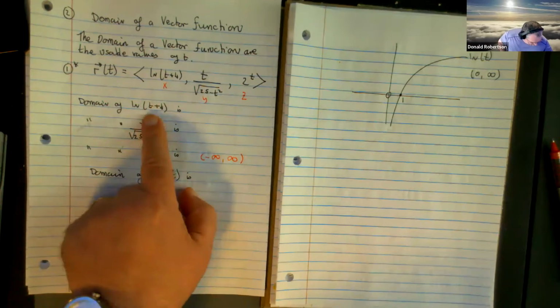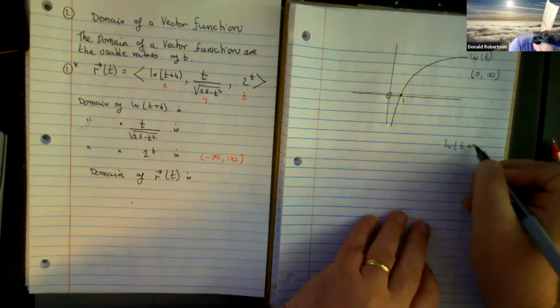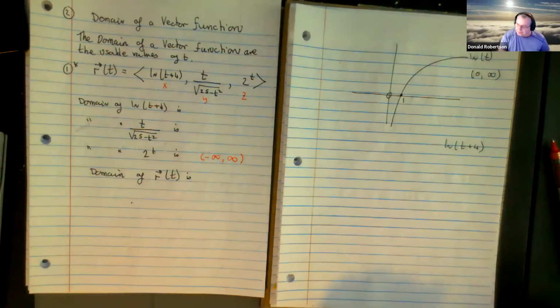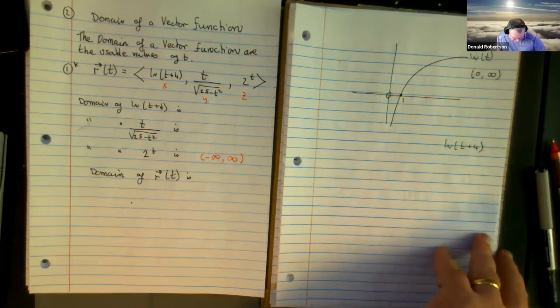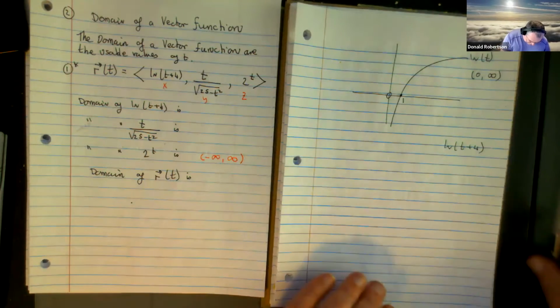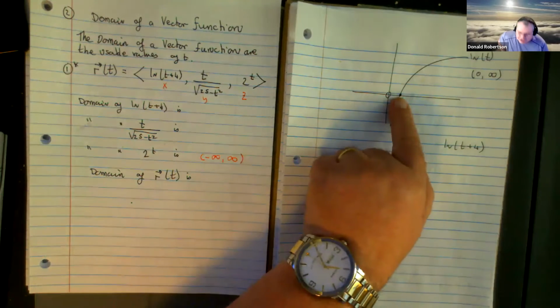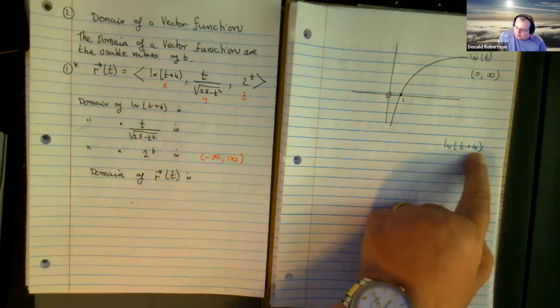But I have the log of t plus 4. Now you could probably plug that into Desmos or something similar and see what it is. I just want to do it this way. Do you move this shape left or right by 4? Because that's the guy that's really important.